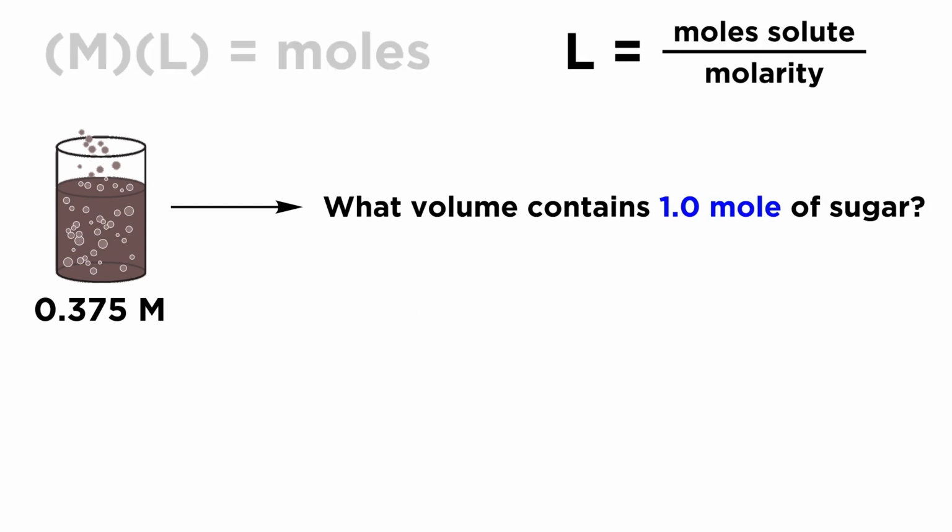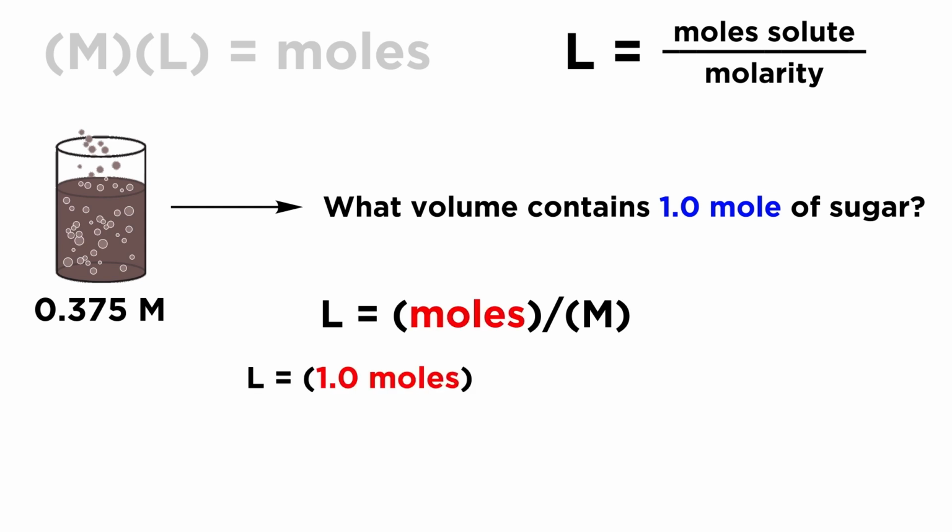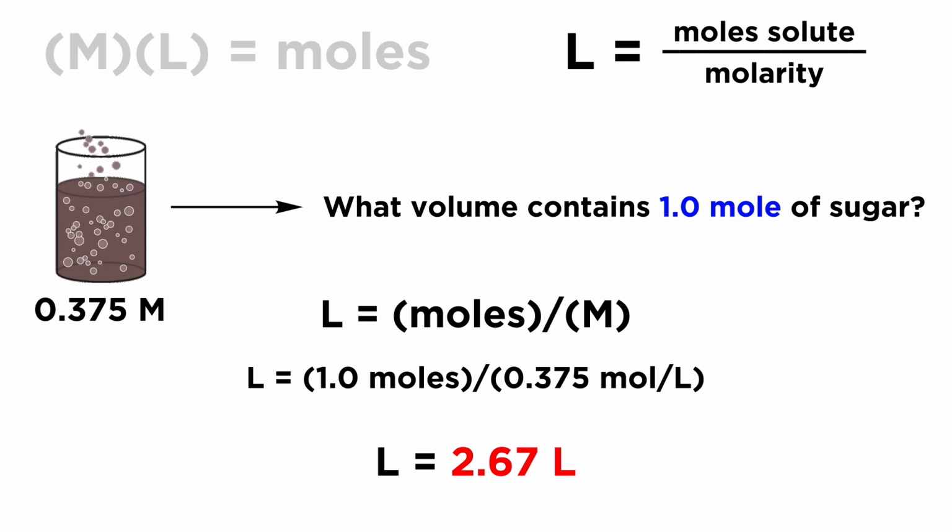Let's say instead that we wanted to know what volume of the beverage we would have to consume in order to ingest 1 mole of sugar. We could use the other modified version of the equation over here. The total volume will be equal to the moles of solute, 1 in this case, divided by the concentration of that solute, or 0.375 moles per liter. Moles divided by moles per liter will give us an answer in liters. So doing the math, we get 2.67 liters. This is the volume of soda you would have to drink in order to consume 1 mole of sugar molecules.